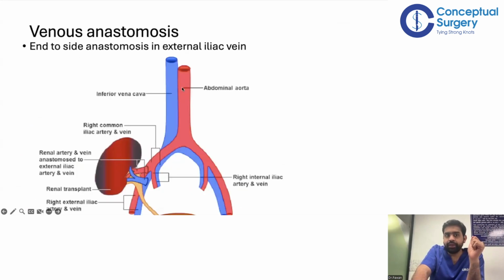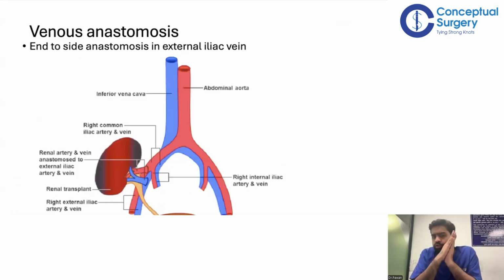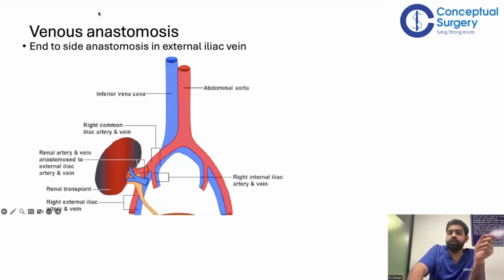Now, what about the venous anastomosis? Venous anastomosis is usually done to the external iliac vein. It is not done to the internal iliac. It is done in the manner of end of the renal vein to the side of the external iliac vein. Are you understanding my point? This is done between the end of the renal vein and the side of an external iliac vein. End to side anastomosis. Venous anastomosis is end to side anastomosis. I hope you have understood this point.